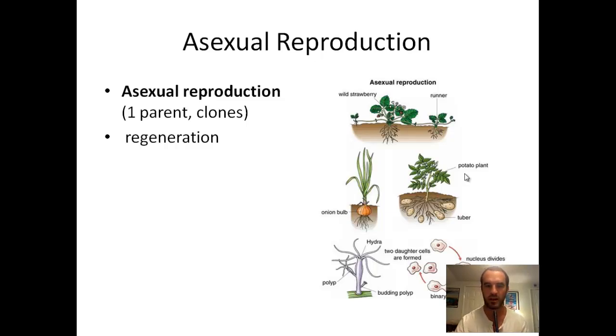In the picture, they've got examples. Strawberry puts off runners, so you have the main parent plant, and it puts off a runner. It's just a clone of the parent plant. It's got the exact same genes and DNA as the parent plant. That could also happen with an onion bulb or a potato plant. And at the bottom, it shows examples of how animal cells could asexually reproduce.